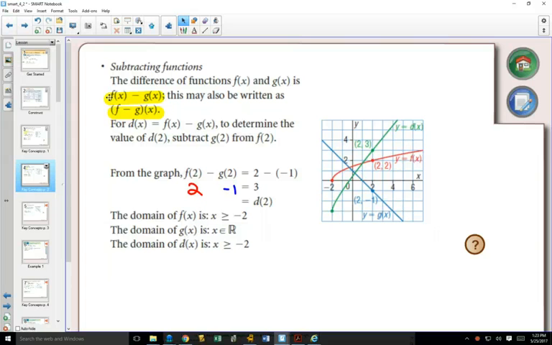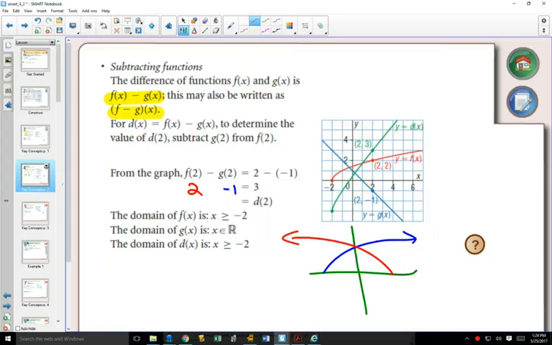The domain for subtracting is the same rules as the domain for adding. Both functions have to exist in order for you to add them or subtract them. And so the domain will be the overlap of both of them. What would happen if I had one square root graph like this and one square root graph like this? And let's say it went from -3 all the way to 2. If you added or subtracted those, what would the domain be?